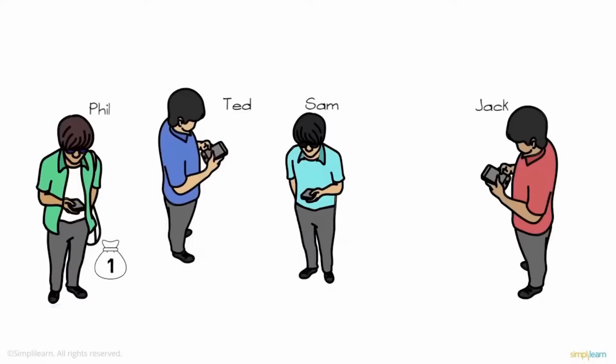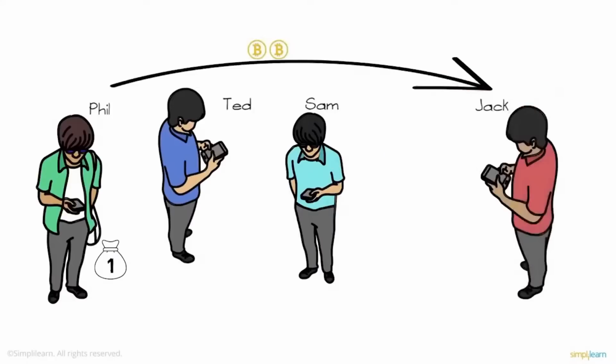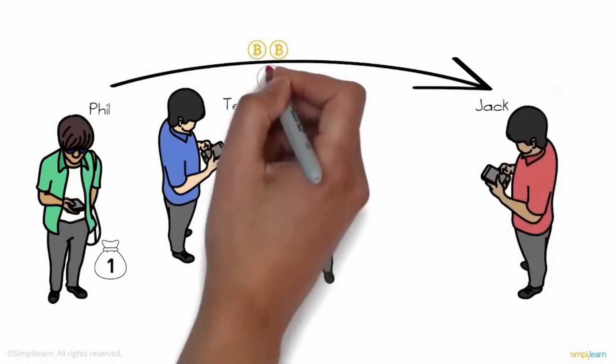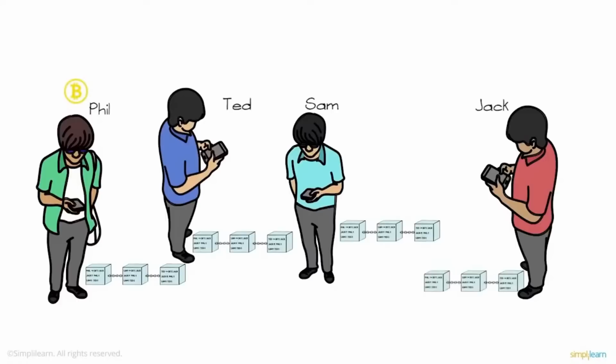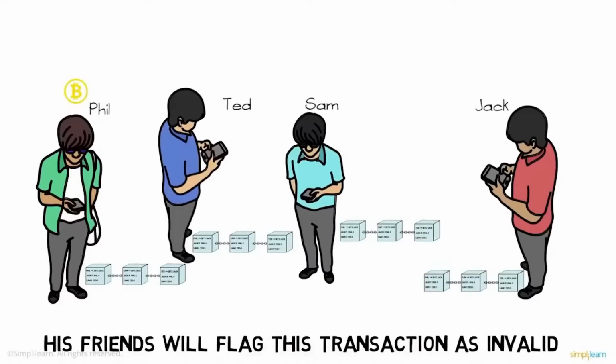So, what happens when Phil has only 1 Bitcoin left, and he tries to send 2 more Bitcoins to Jack? The transaction will not go through. This is because all his friends have copies of the ledger, and it's clear that Phil has only 1 Bitcoin left. His friends will flag this transaction as invalid.